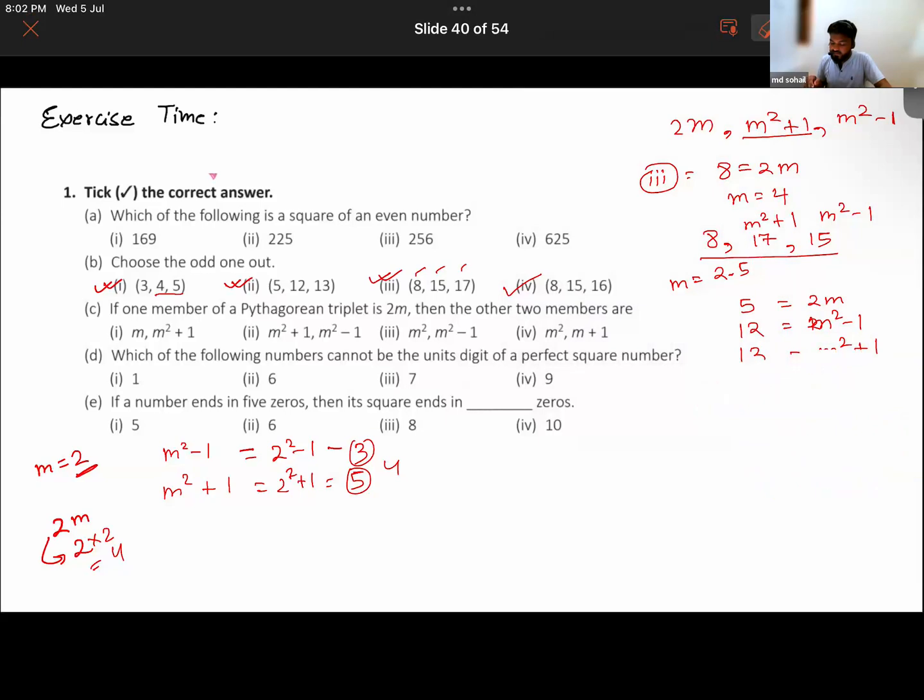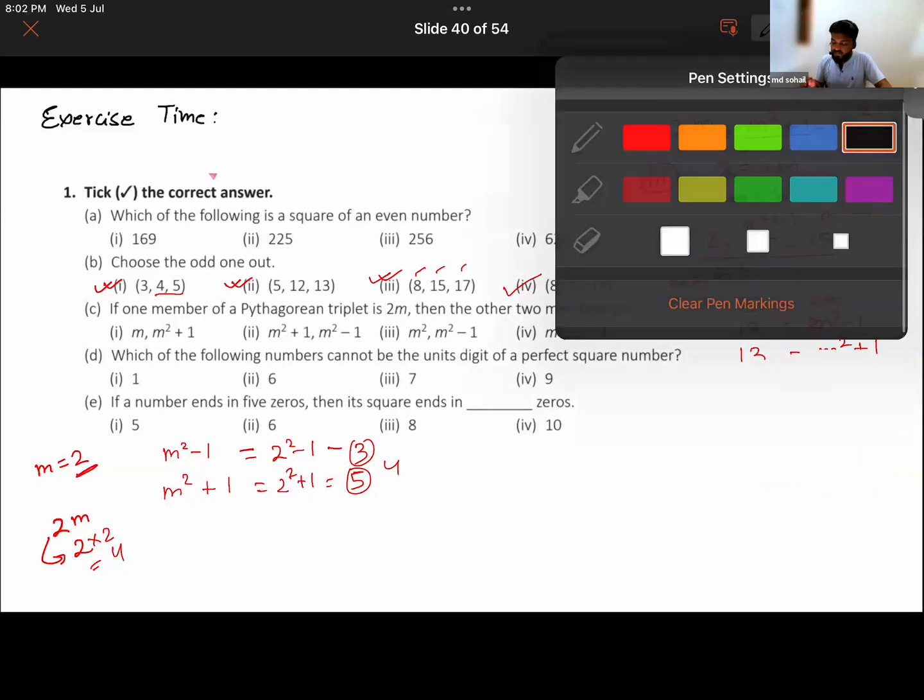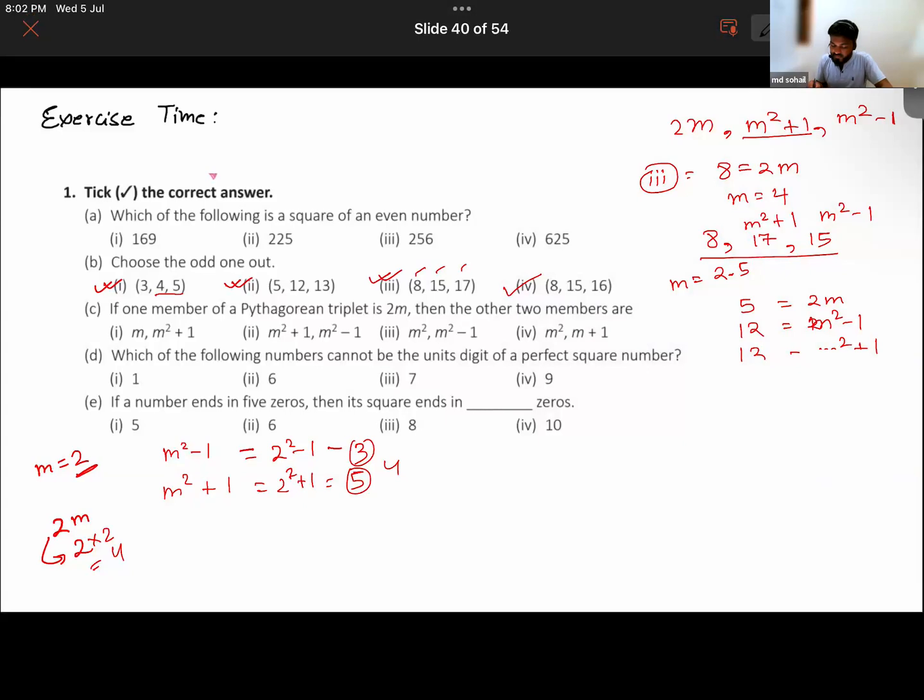Let's verify this one as well. The second one is 5, 12, and 13. So 2m, then m square minus 1, and m square plus 1. So from here, you get m equals 5 upon 2.